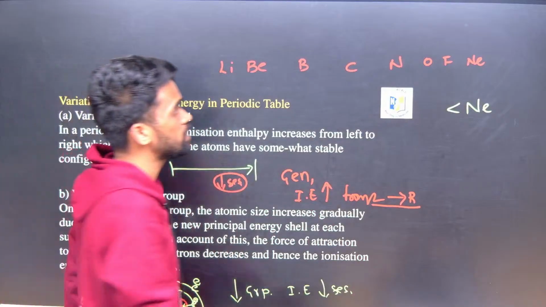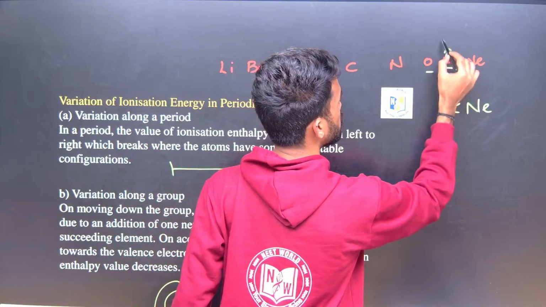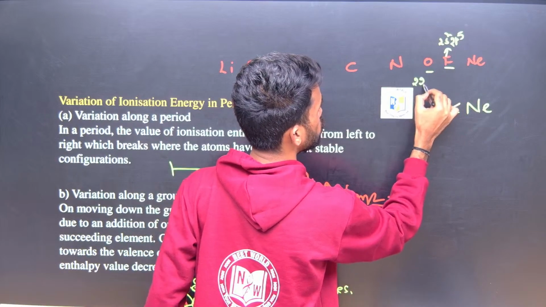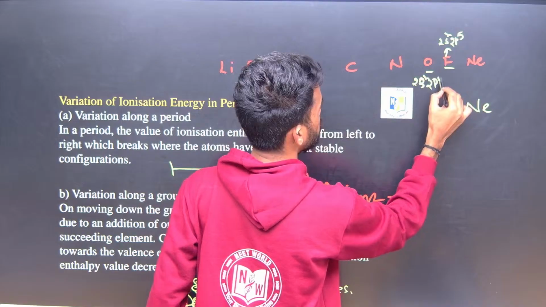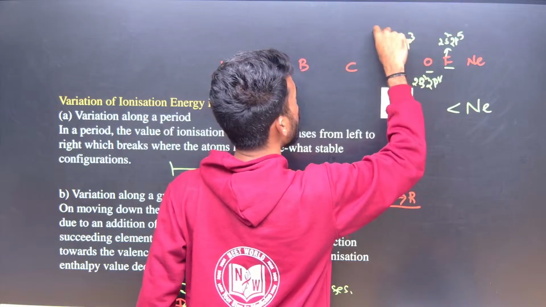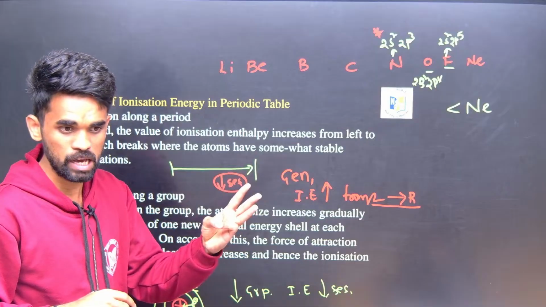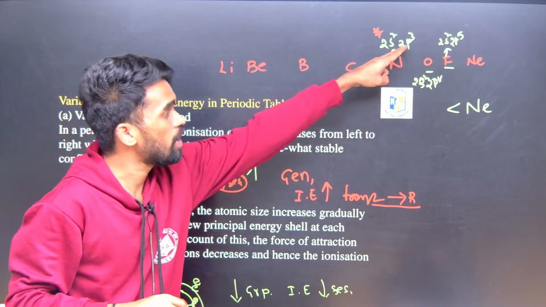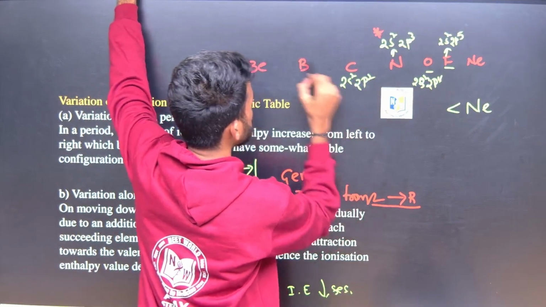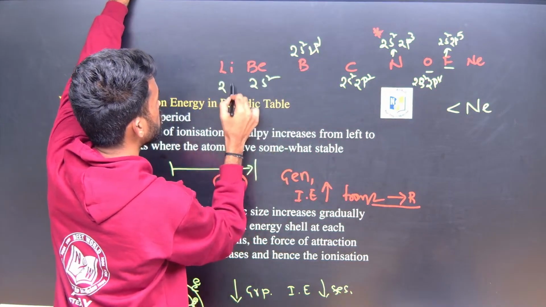Now, if I compare fluorine and oxygen: fluorine's electronic configuration is 2s2, 2p5. This one is 2s2, 2p4. This one is 2s2, 2p3. So this is half filled, right? The p subshell is half filled, like 3 orbitals for the p subshell having 1 electron each. This is 2s2, 2p2. This is 2s2, 2p1. Here 2s2 only. This is 2s1.